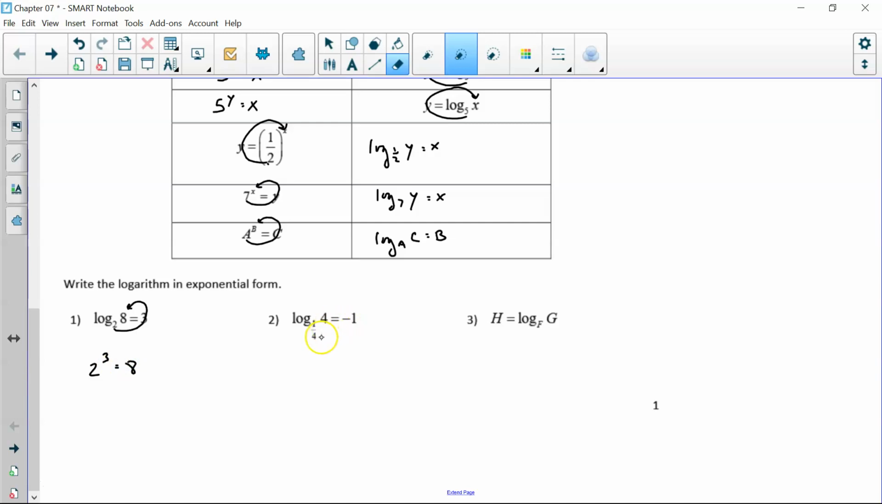That's a good one. For this one, start at the base. 1/4 to the negative first equals 4. Now to write this properly, we need that fraction in parentheses. To the negative first equals 4. And that's a true statement. Once again, the rewrite, start at the base. F to the h equals g. And there's our rewritten form. Let's go to the next page.